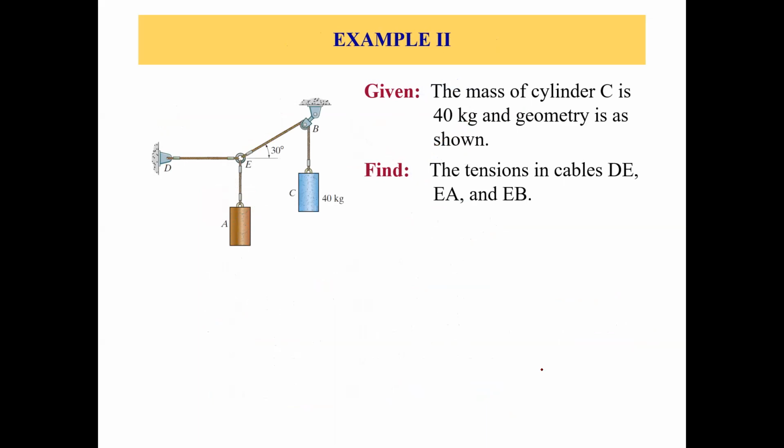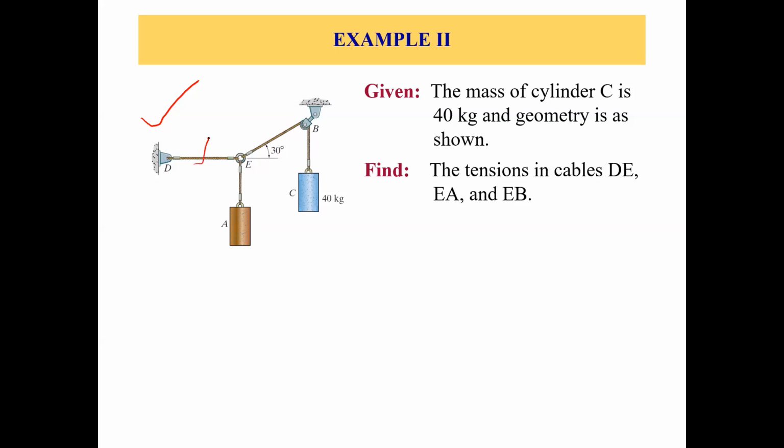Let's look at this system first. This is the given system. Again, it's a two-dimensional system, so only two coordinate axes, x-axis and y-axis. So this is a coplanar force system. Now we have more cables, so let's go through the statement. The mass of the cylinder is 40 kg and the geometry is as shown, and we need to find the tensions in cables DE, EA, and EB.